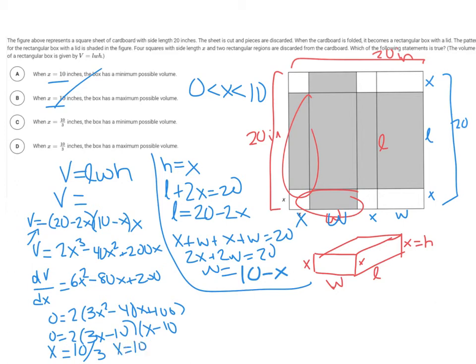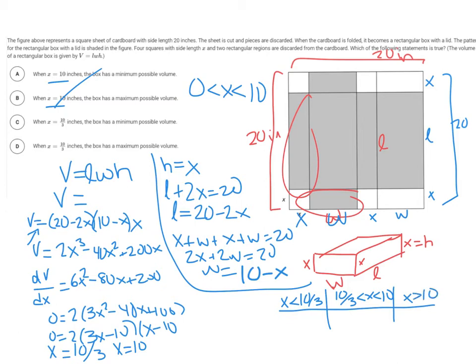So now we have to do the critical point testing that we've done in the past. Unless you were able to eliminate something, which we kind of sort of did, but I'll just talk about it anyway, you would have to do a sign chart with all values less than 10 over 3, all values between 10 over 3 and 10, and all values greater than 10.